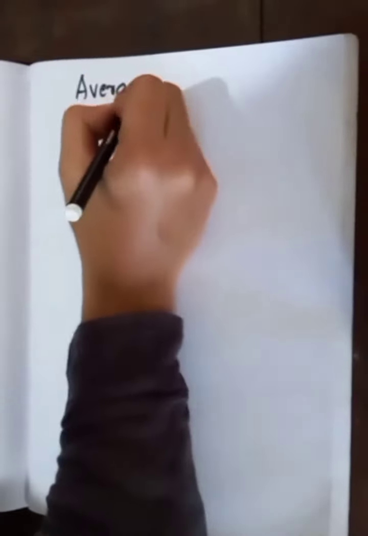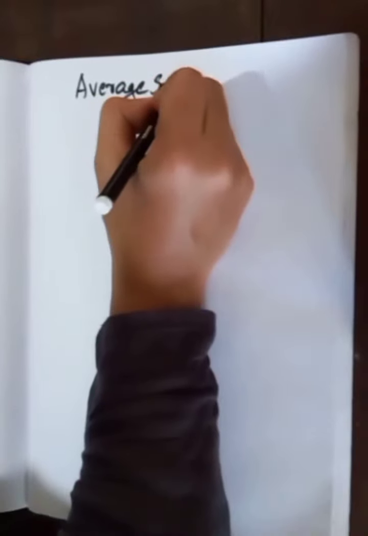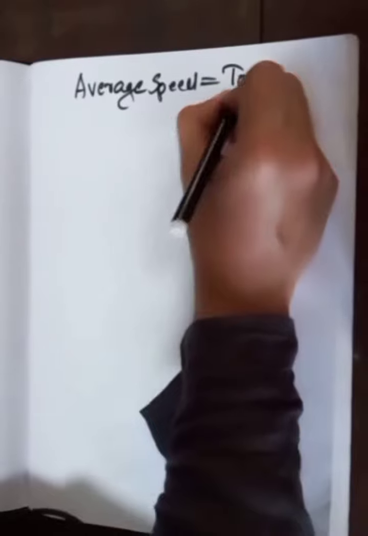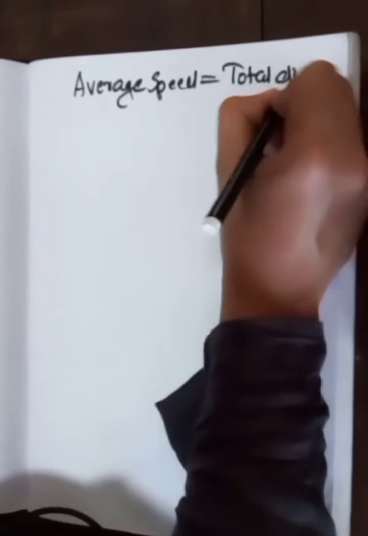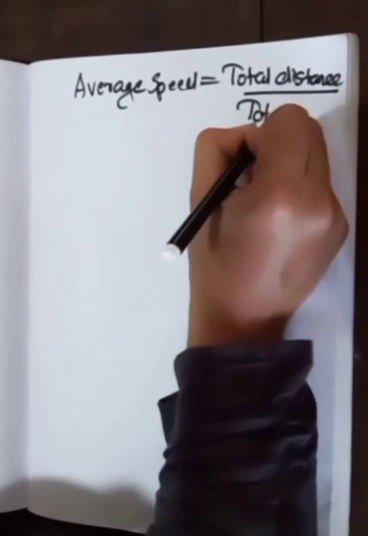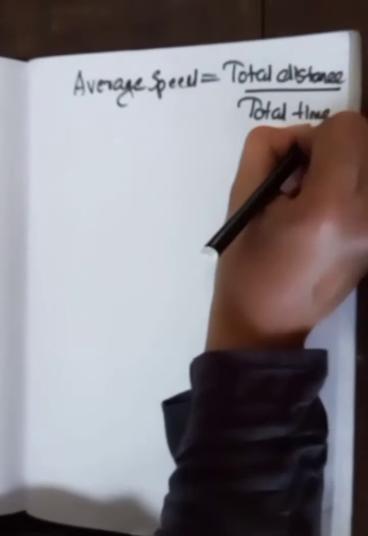Here, average speed, we already know. While doing a problem, first you have to write the equation. Here average speed is equal to total distance by total time. Okay, what is the total distance here and the total time?